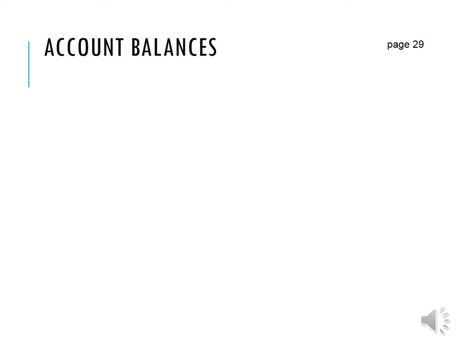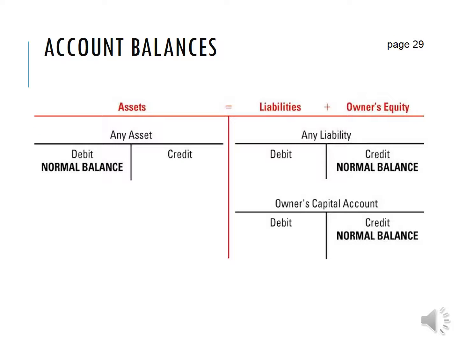To determine our account balances, again, we need to look at the accounting equation. We know that the increase side for assets is the left side. We know the increase side for liabilities plus owner's equity is the right side. We also know that the increase side is the normal balance side. So, assets will increase on the debit side. They will also have a debit normal balance.